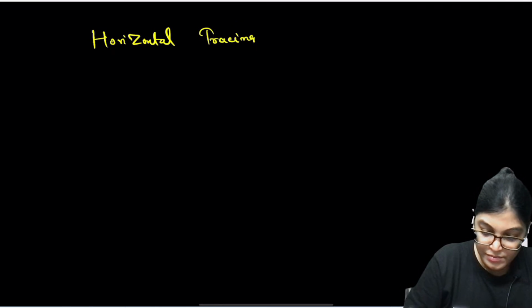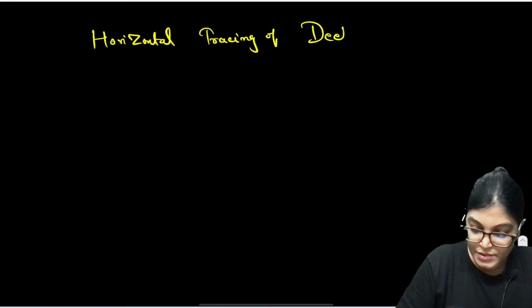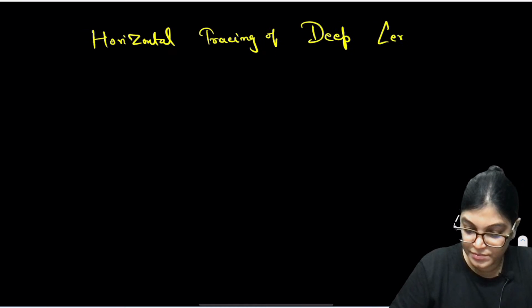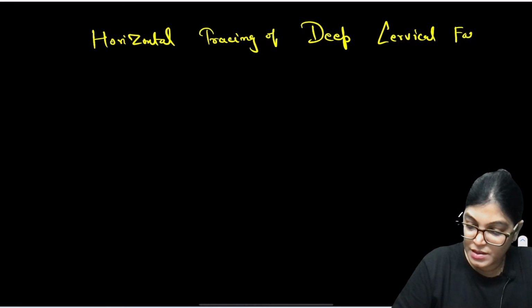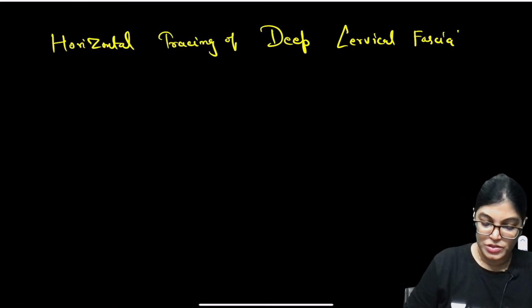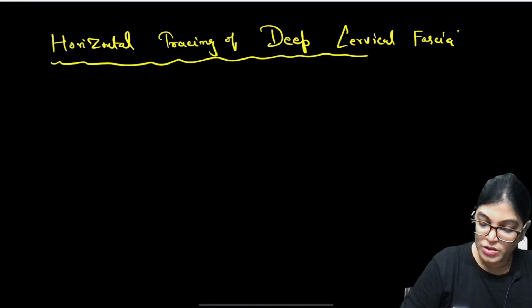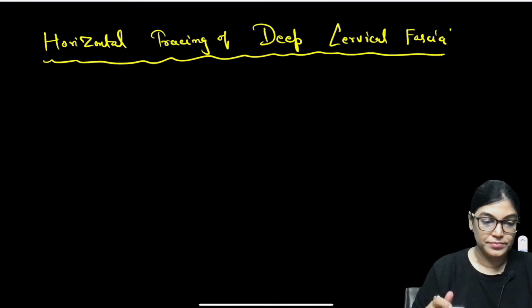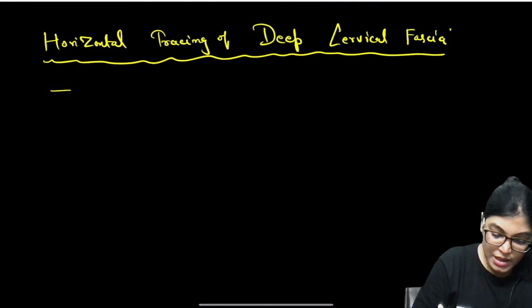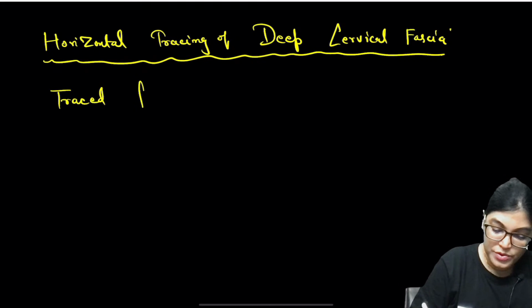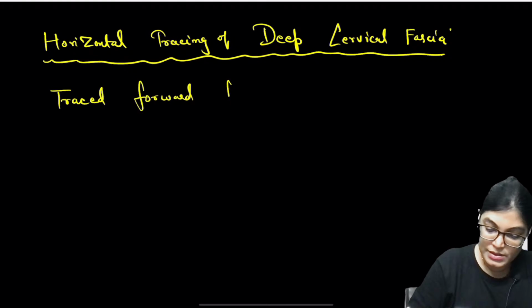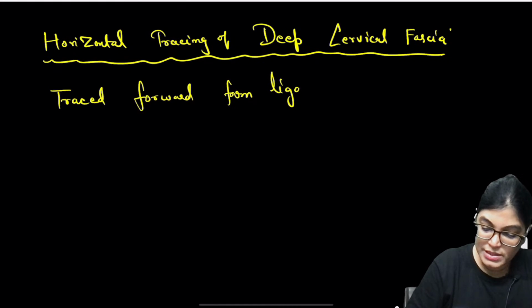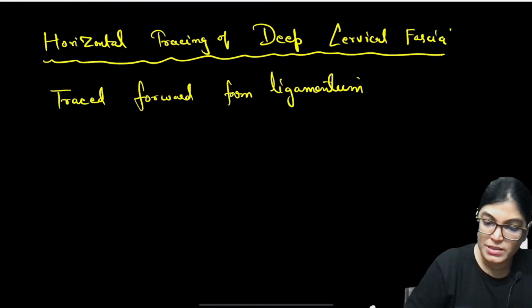So write down the heading: horizontal tracing of deep cervical fascia. Okay. So when we are talking about horizontal tracing of deep cervical fascia, it is traced like this. First point is when traced forward from the ligamentum nuchae. So firstly, it is traced forward from the ligamentum nuchae.